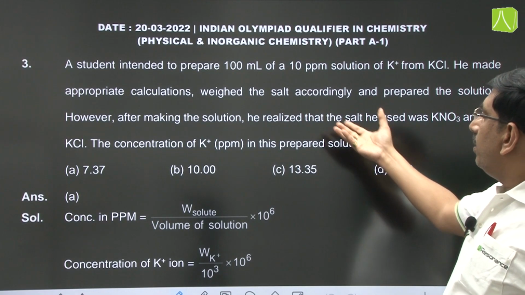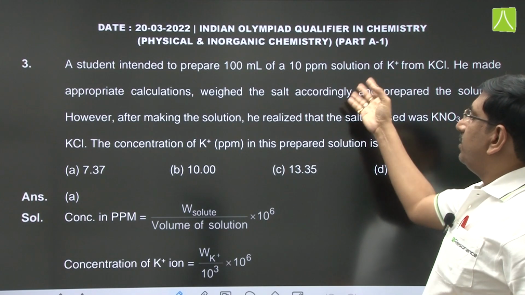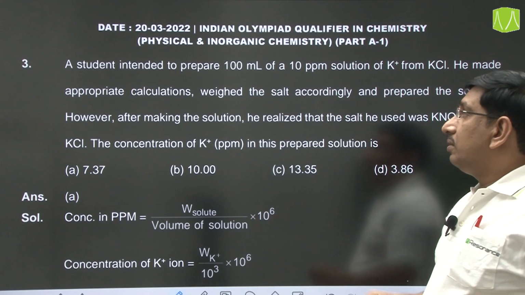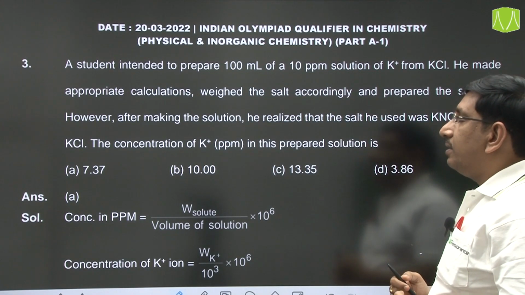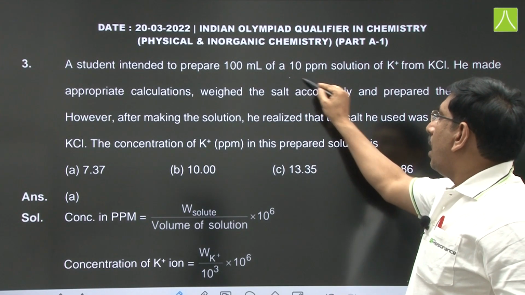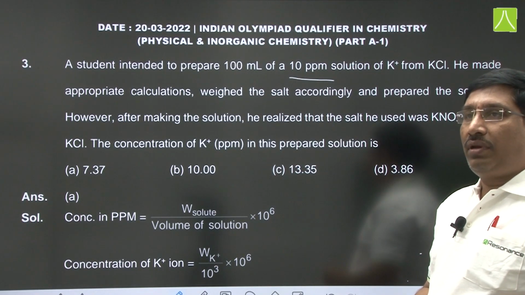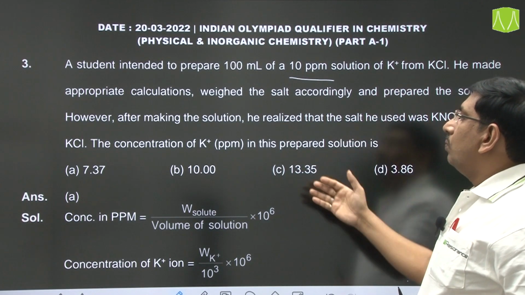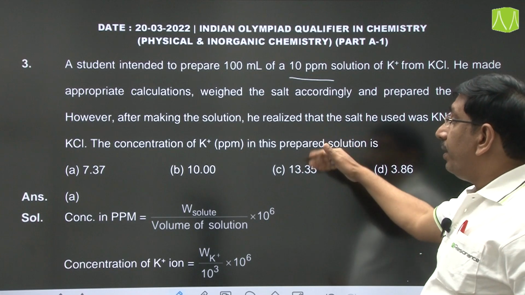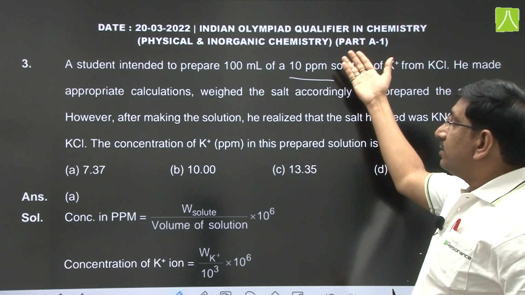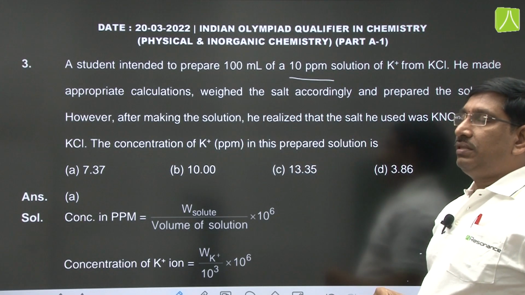A student prepared a 100 milliliter solution, and by mistake took potassium nitrate instead of potassium chloride. The K+ ion concentration was calculated as 10 ppm, but later he found out it was potassium nitrate, not potassium chloride. So we have to calculate what is the actual concentration of K+ in the prepared solution, because he made the calculation assuming it was potassium chloride.